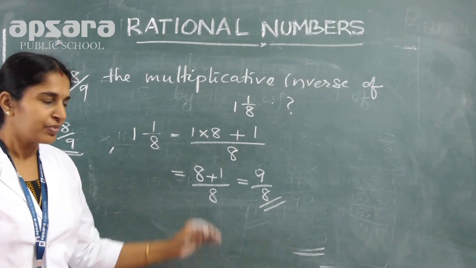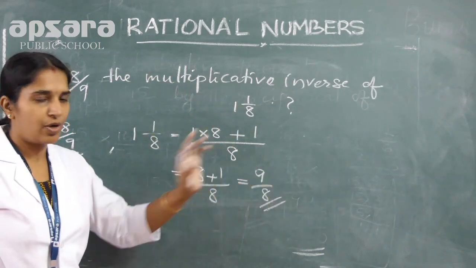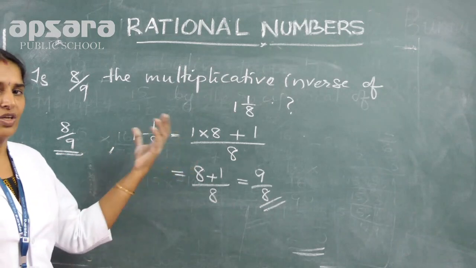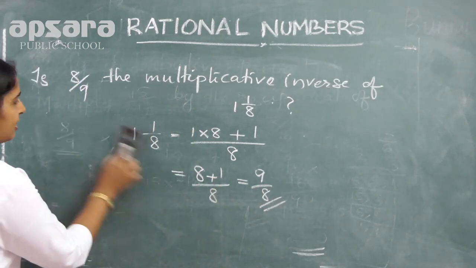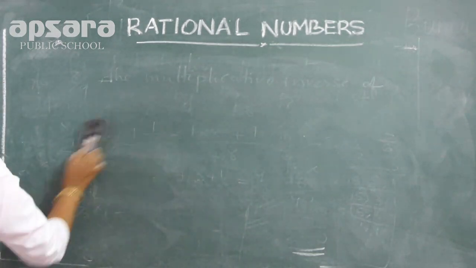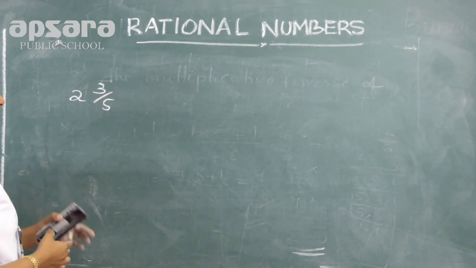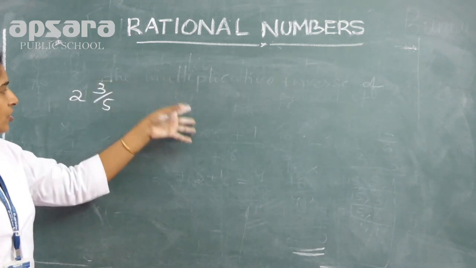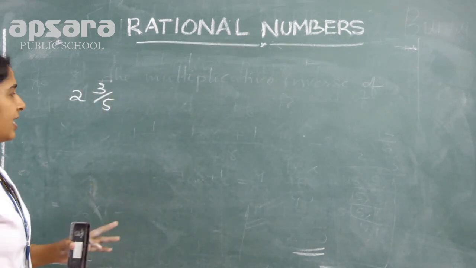Is it clear to you? This is how you convert mixed fraction to improper fraction. Should I explain once more? Conversion of mixed to improper. One more example I will explain, okay? Two 3 by 5. See, this is a mixed fraction. How will you convert this to improper fraction?